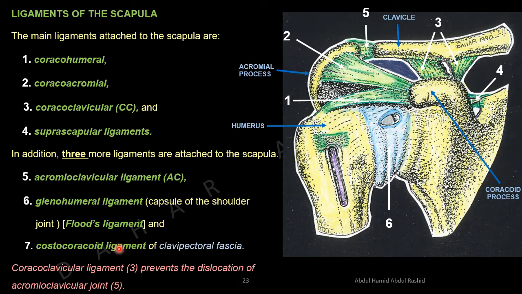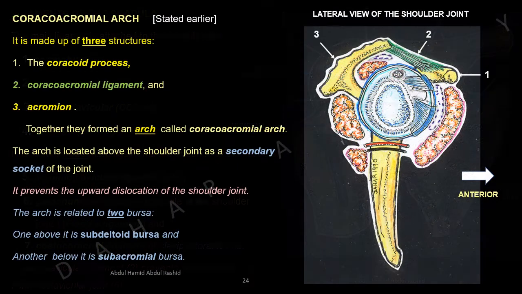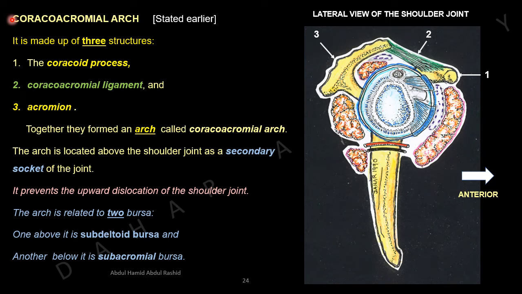And number 7, costocoracoid ligament of the clavipectoral fascia. It can be learned in the clavipectoral fascia in the pectoral region. Coracoclavicular ligament, number 3, prevents dislocation of the acromioclavicular joint, number 5. Coracoacromial arch, we have already stated earlier.